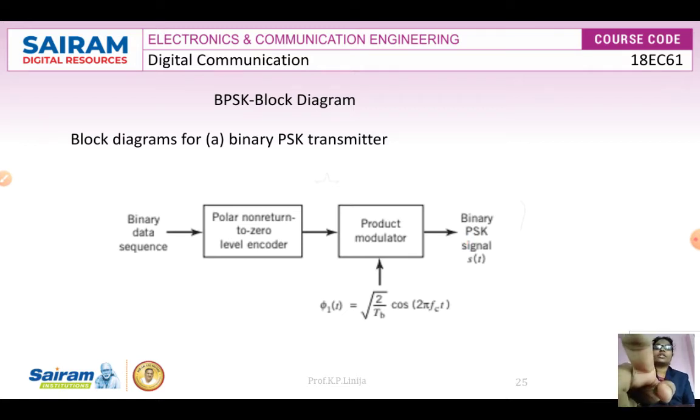In the product modulator, one input comes from the polar non-return to zero level encoder, and one more input we are giving to the product modulator is phi 1 of t equal to root of 2 divided by Tb into cos 2 pi fct. So using this block diagram, let us discuss the basic operation of the binary PSK transmitter and how we are going to generate a binary PSK signal. Let us discuss one by one.